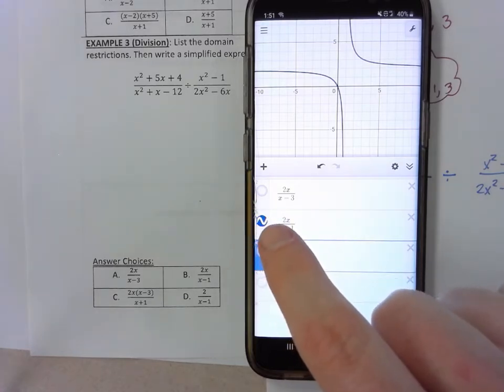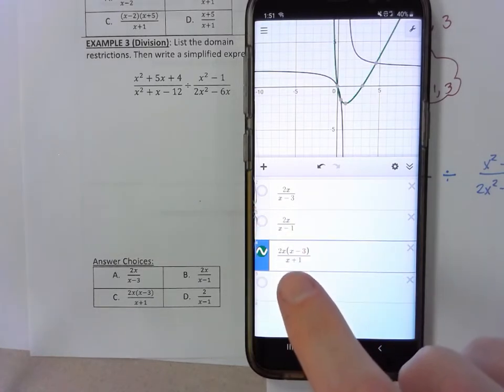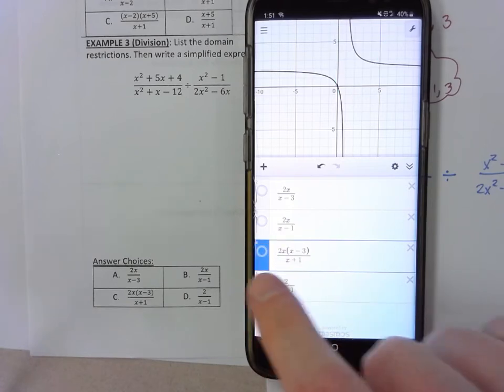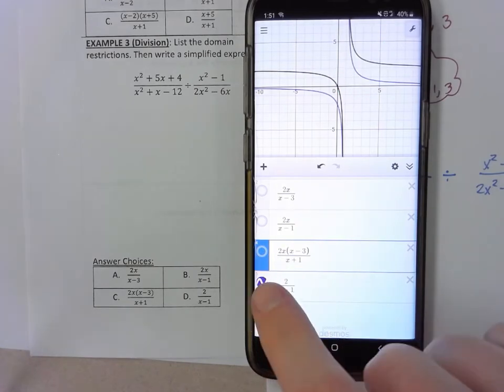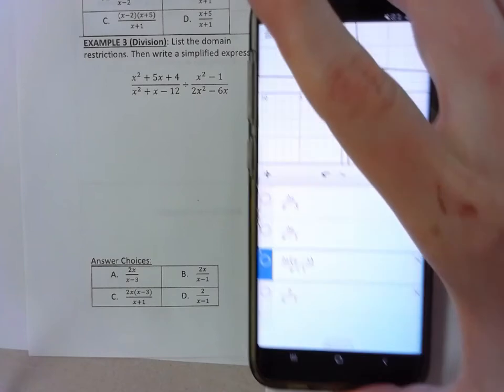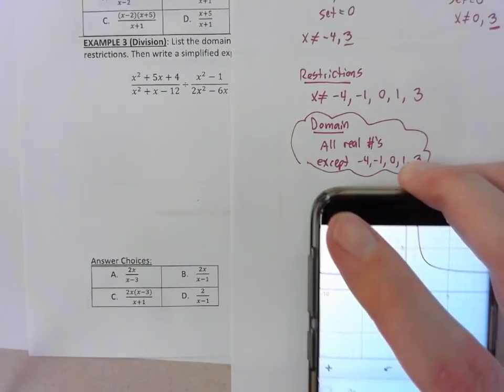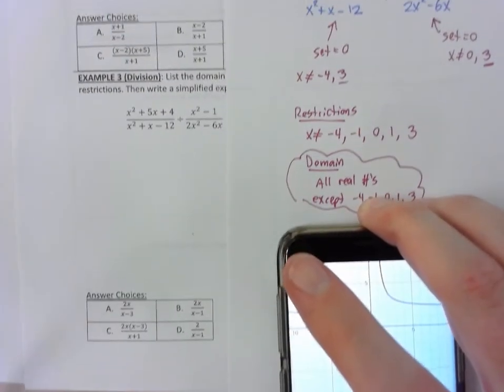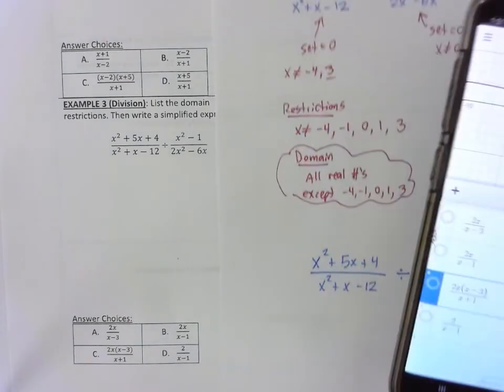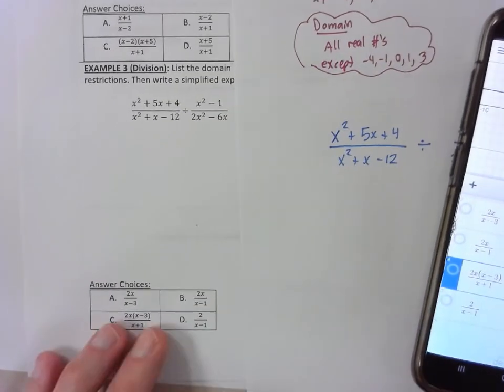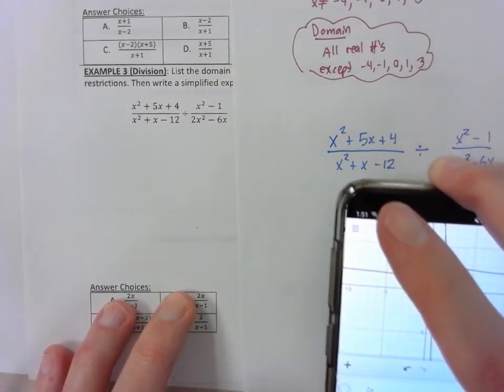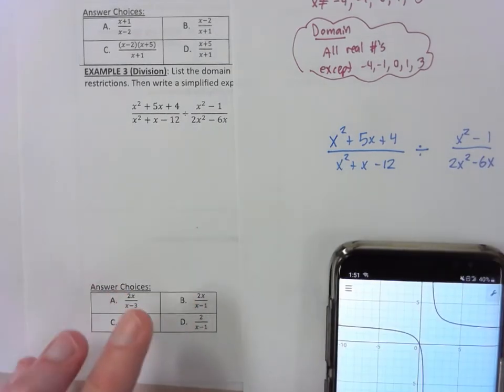All right, so it looks like it's going to be B. Here's C, different. And here's D, which is different. So our restrictions were gotten by getting the zeros from the denominator. And the answer is going to be answer choice B. Pause the video and I can show you the work to get that.